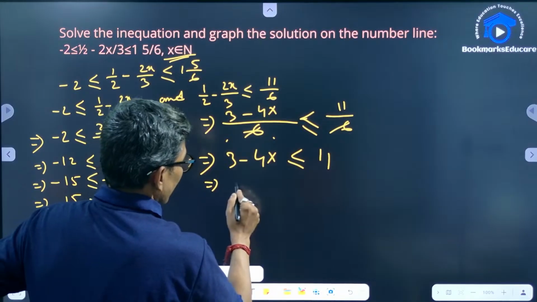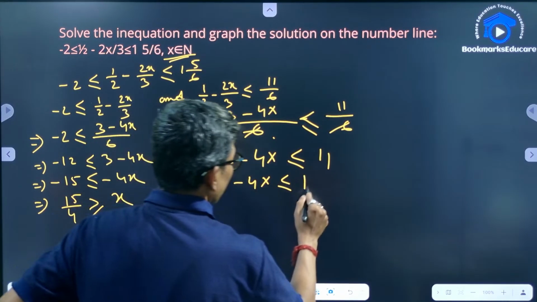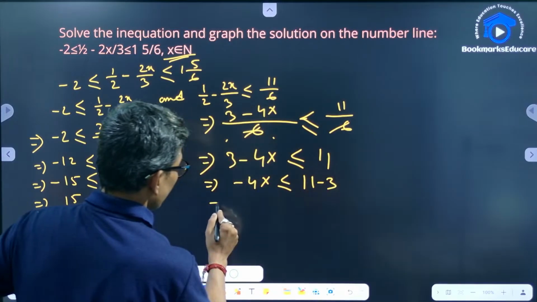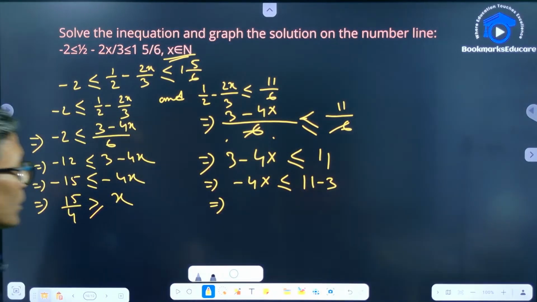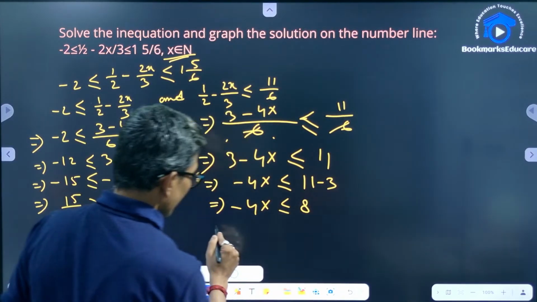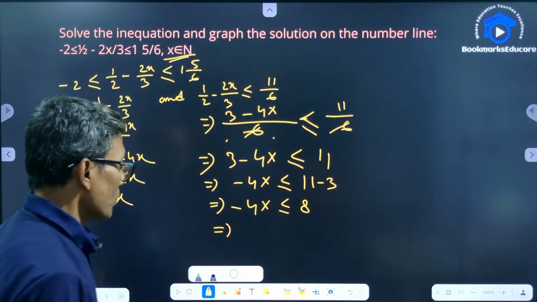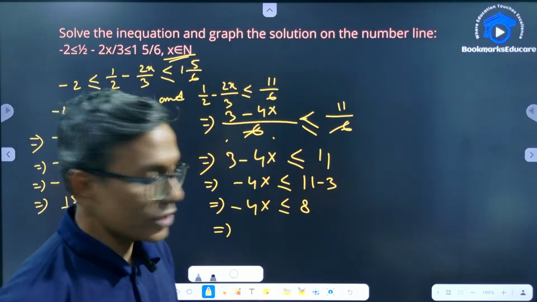So, minus 4x, 11 minus 3, minus 4x, 8. So dividing on both sides by minus 4, in that case the sign must be changed.